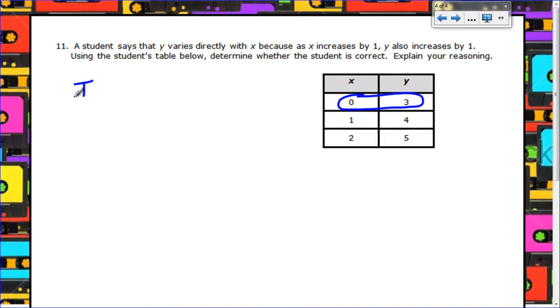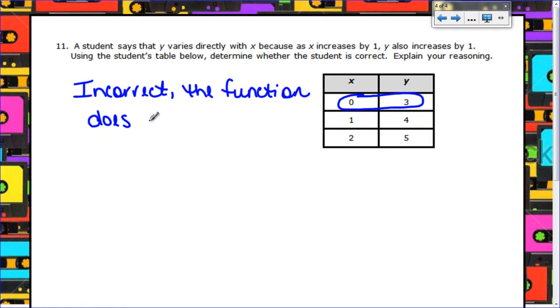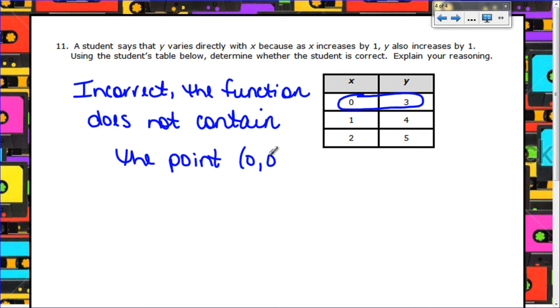So this is not correct. And the reason the student is incorrect is because it does not pass through 0, 0. The function does not contain the point 0, 0. Zero, 0 is a must. If it's not there, it is not a direct variation.